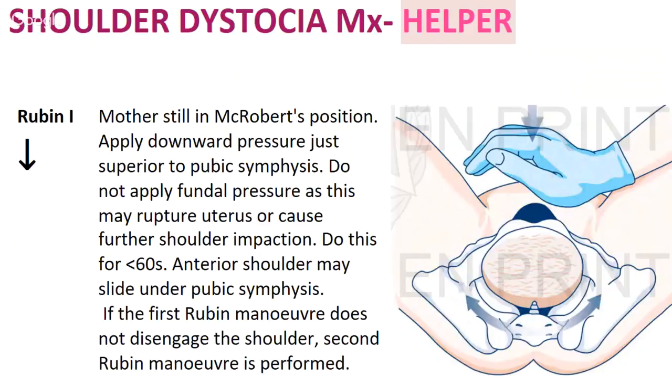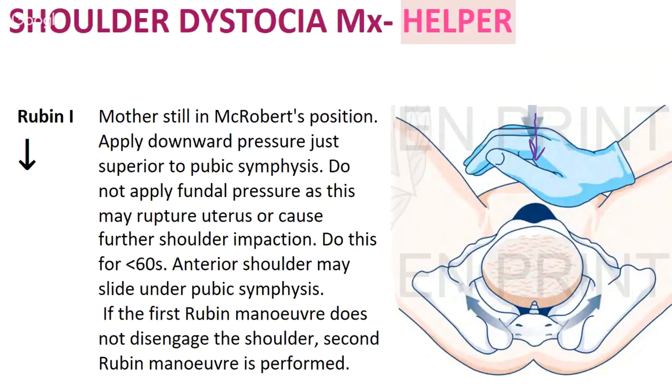Okay, so McRoberts. For our rotational maneuvers, what comes first? Rubens 1. The mother is still in the McRoberts position, which means her feet are up in the stirrups and her legs are wide, like you would be doing a pap smear. You're applying downward pressure here. This is the suprapubic pressure, and you do this for less than 60 seconds. That's the important part.